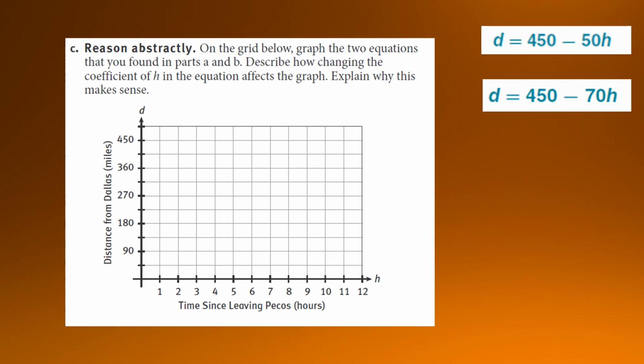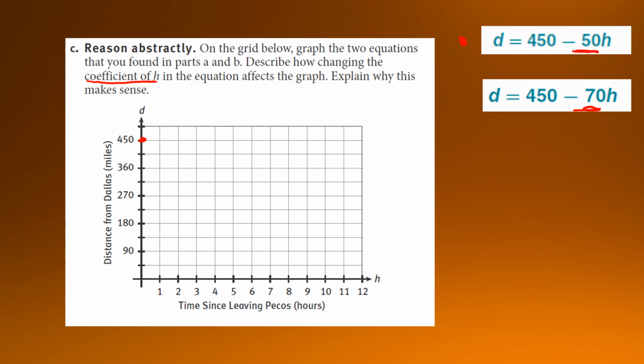All right, so on the grid below, they want us to graph the two equations we found in parts A and B, and then describe how changing the coefficient of h in the equation affects the graph. So this one was negative 50, this one was negative 70. And then explain why that makes sense. So let's see. If we do the first equation, it starts at 450 and then it goes down by 50 every time.